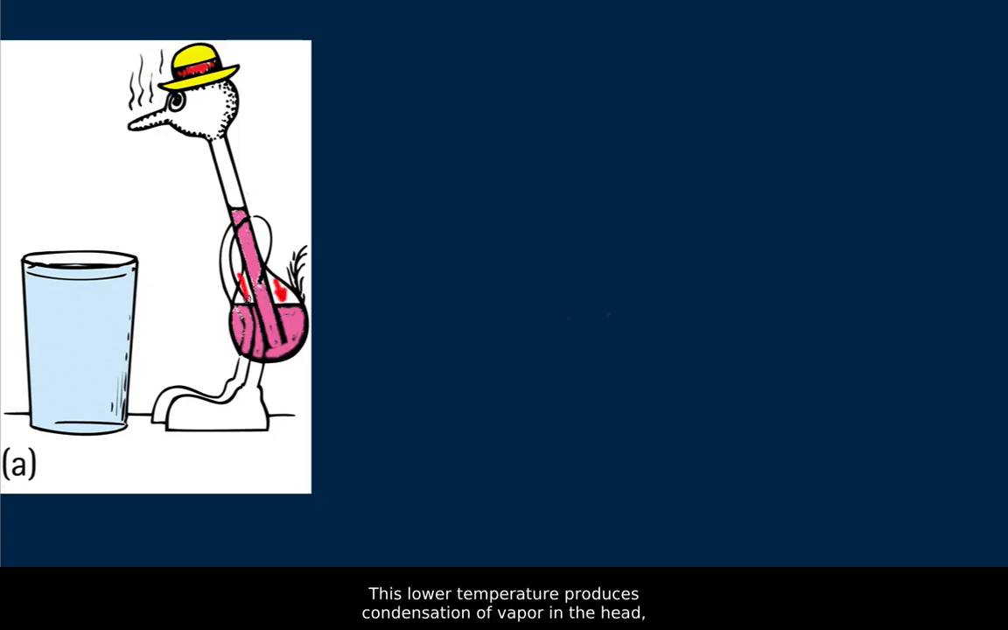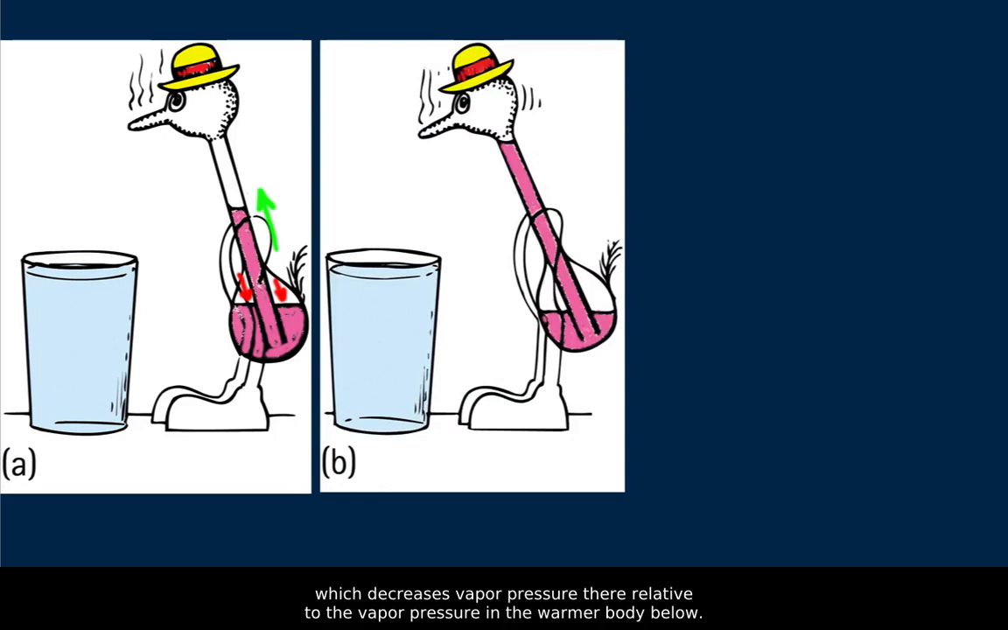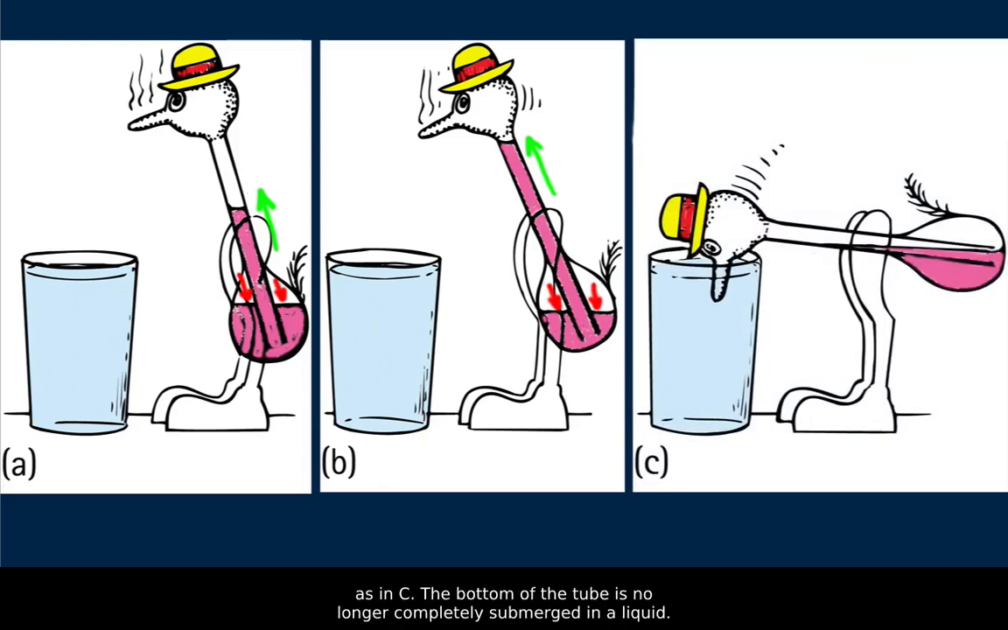This lower temperature produces condensation of vapor in the head, which decreases vapor pressure there relative to the vapor pressure in the warmer body below. The slightly greater pressure in the warmer lower body pushes liquid up the tube toward the region of reduced pressure. The liquid rises and the bird becomes top-heavy. Its center of gravity extends beyond the pivot point at its legs, and the bird pivots forward, as in C.